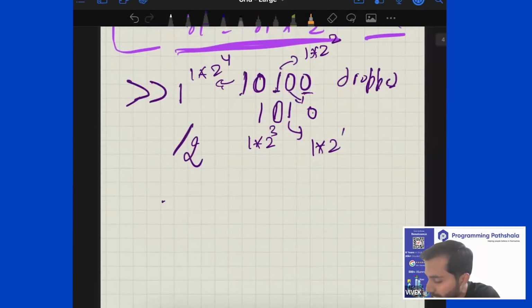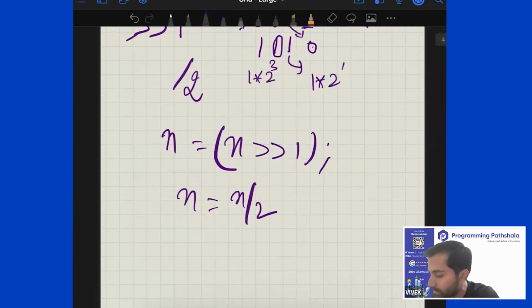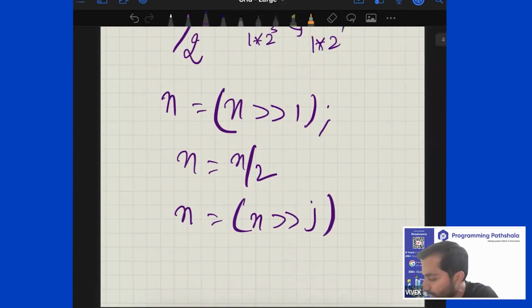So if I say that, hey, this is n, and I'm going to do something like n equals to n right shifted by 1, then this is equivalent to doing n equals to n divided by 2. And the same logic, if I say n is equal to n right shifted by j, then this is equivalent to doing n equals to n divided by 2 raised to the power j.